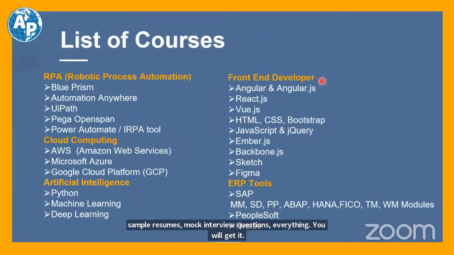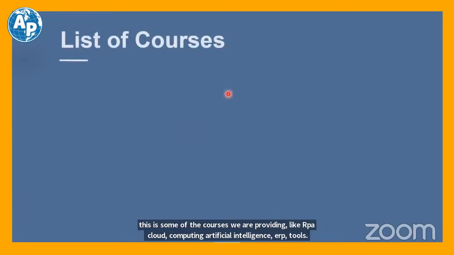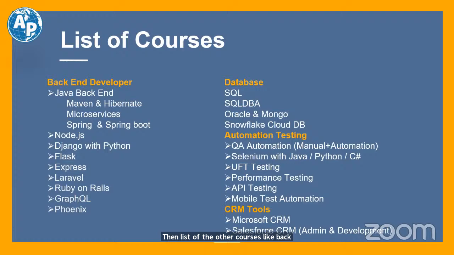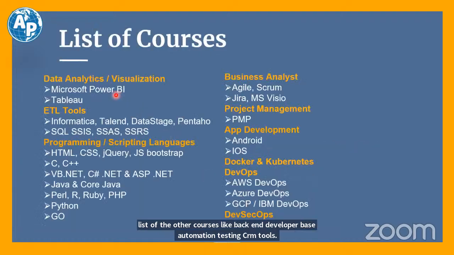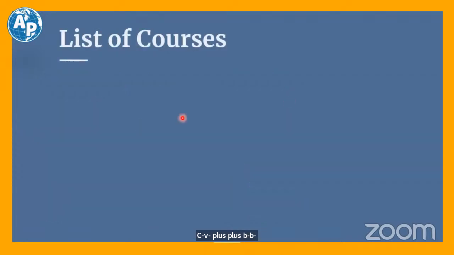Then these are some of the courses we are providing: RPA, cloud computing, artificial intelligence, ERP tools, front-end developer. Then the other courses like back-end developer, database, automation testing, CRM tools, and also all kinds of programming languages: HTML, CSS, jQuery, C, C++, VB.NET, Java, Perl, Python, Go, business analyst, everything we are providing.